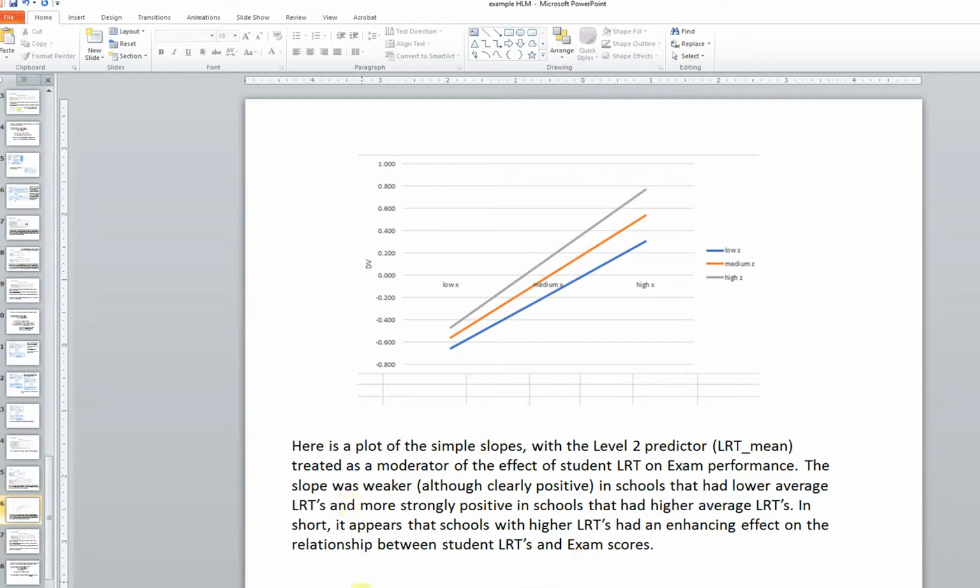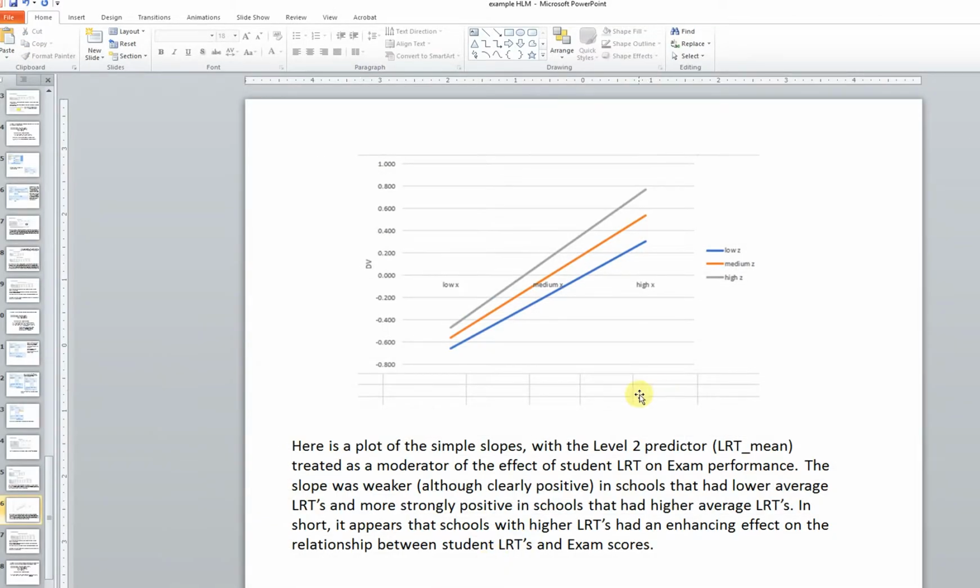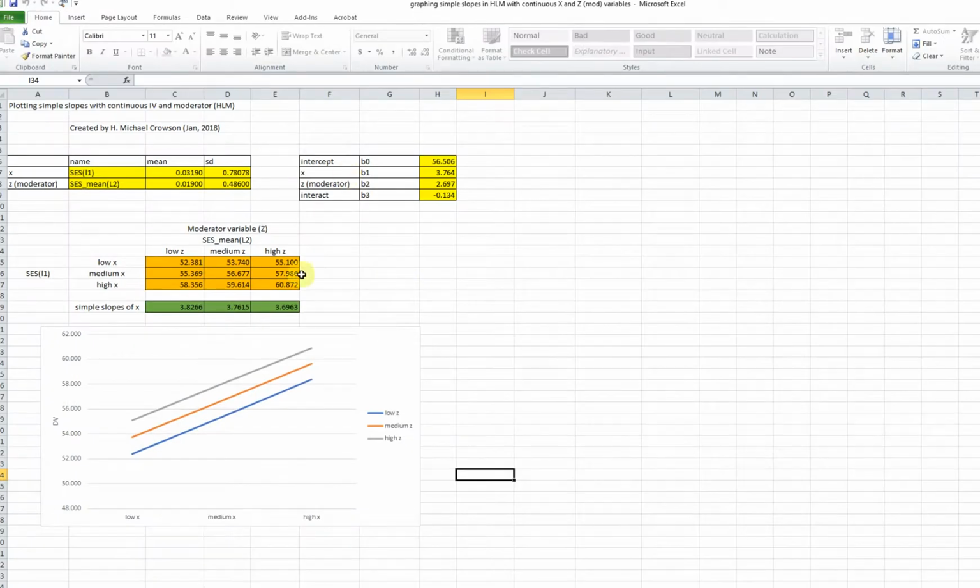So how did I generate the plot? Basically, I just have a little calculator in Excel, and I use that. So this is my little calculator right here that I've worked up. It's essentially just feeding information into this little calculator. So just to illustrate what I'm talking about.